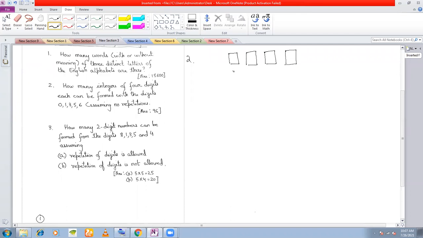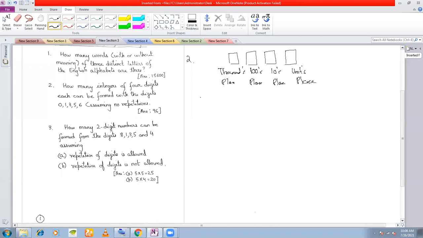Okay, so let's call this place 1, place 2, place 3, or let's call this the thousands place, because this is an integer, thousands place. This is your hundreds place. Tens place. And this is your units place. Okay. So how many integers of 4 digits can be formed?